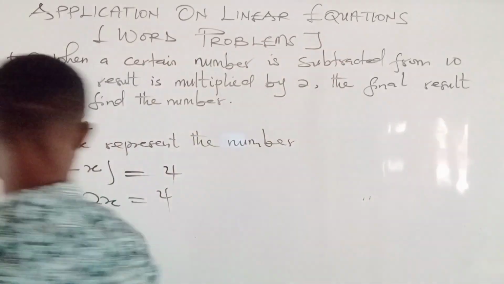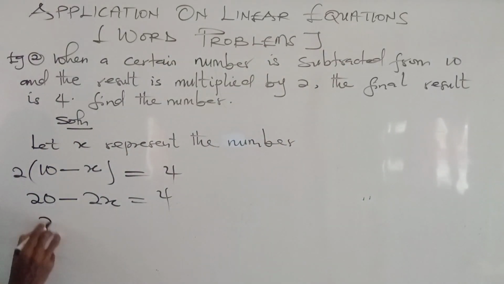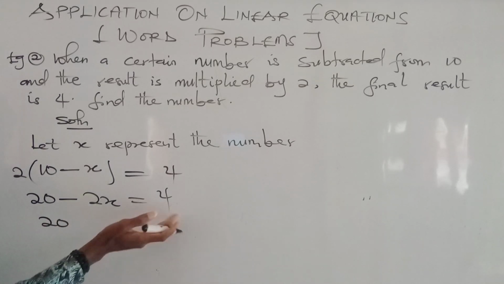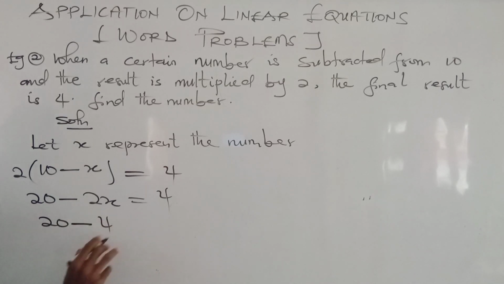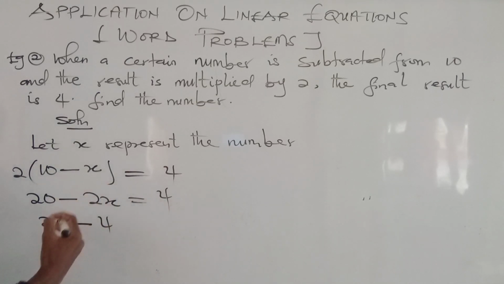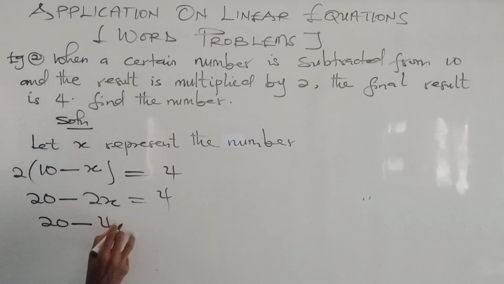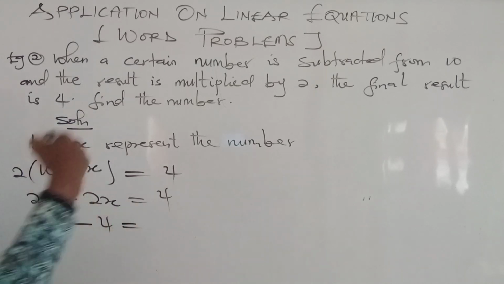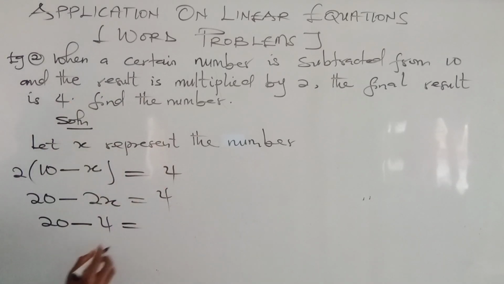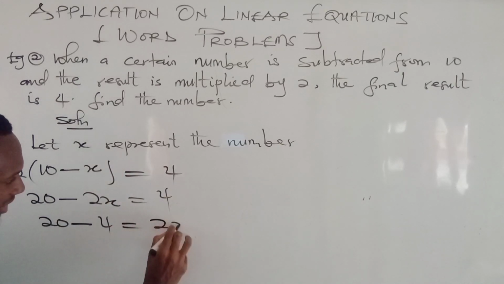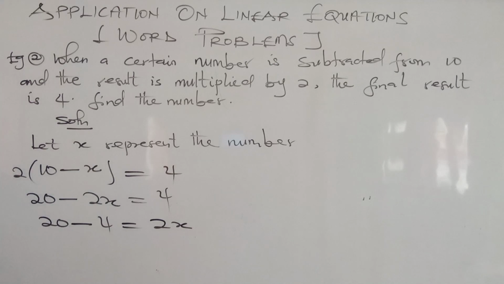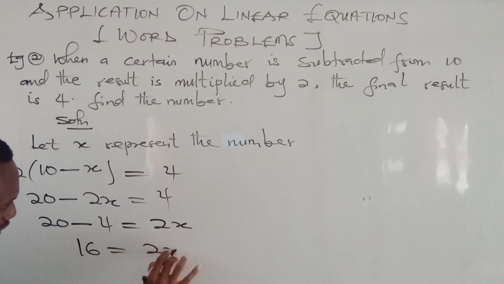Now I will choose to maintain my 20 here, so that the positive 4 here will cross the equal sign to come and join it, so minus 4. Because it's positive, when it crosses the equal sign it becomes negative. Then bring your equal to, then this negative 2s will cross the equal sign, and when it crosses the equal sign it becomes positive 2s. I hope you agree with me. Let's simplify further. 20 minus 4 gives 16. So 16 equals 2s.